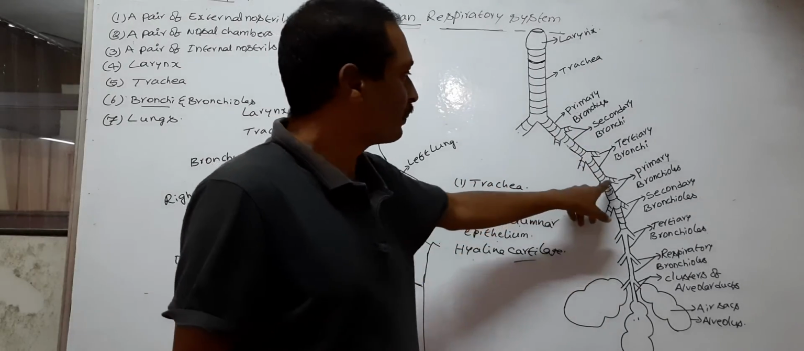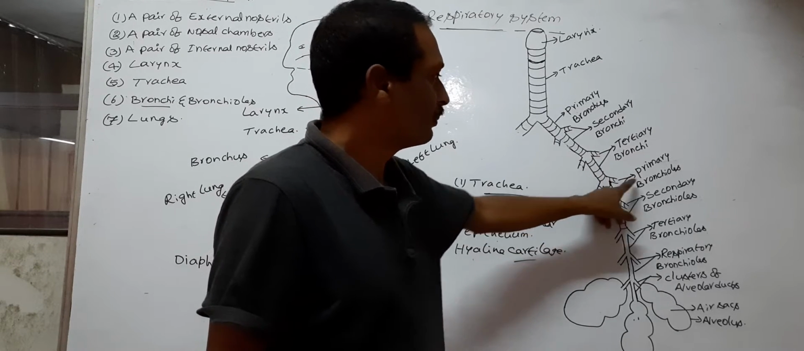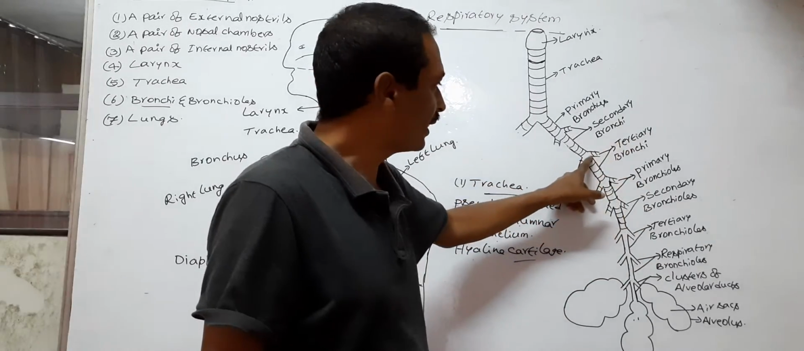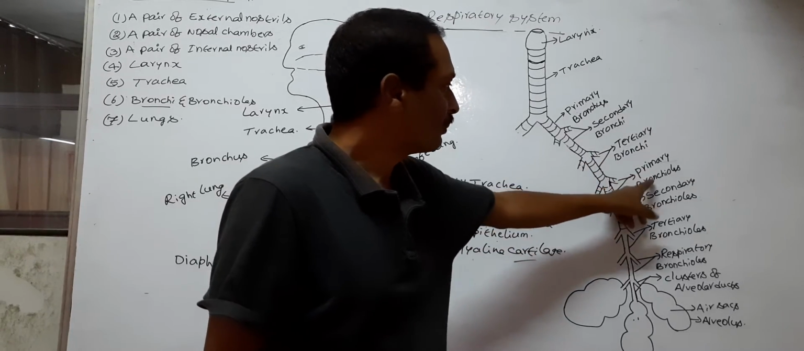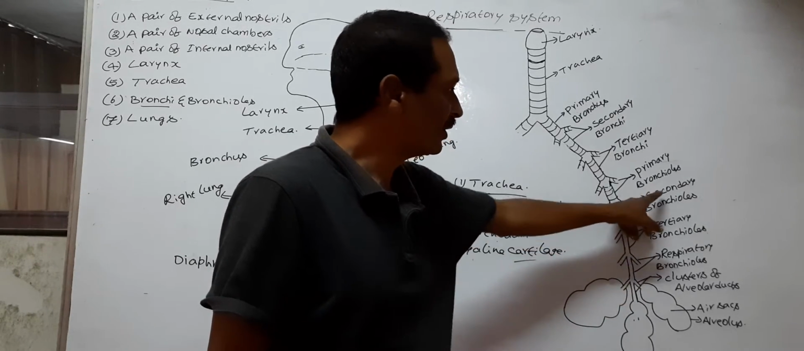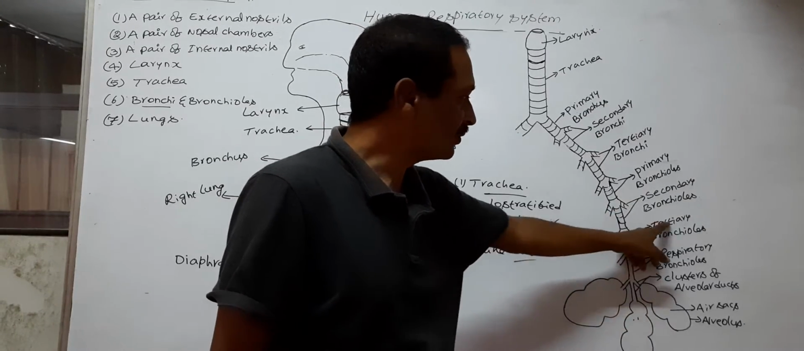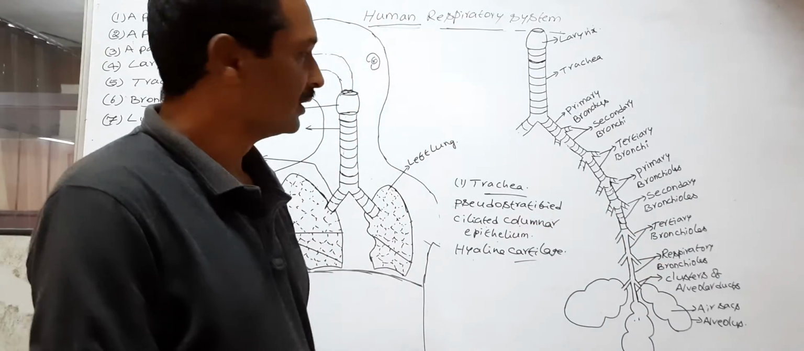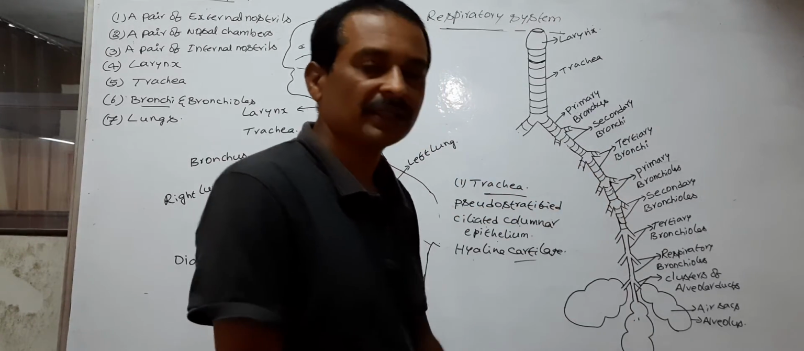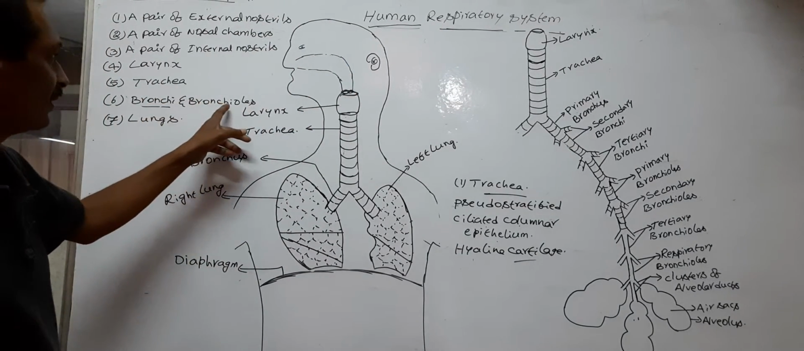Next, the tertiary bronchi divide into primary bronchioles. The primary bronchioles divide into secondary bronchioles, which divide into tertiary bronchioles. The initial bronchioles are also supported by C-shaped rings. So these are the bronchi and bronchioles.